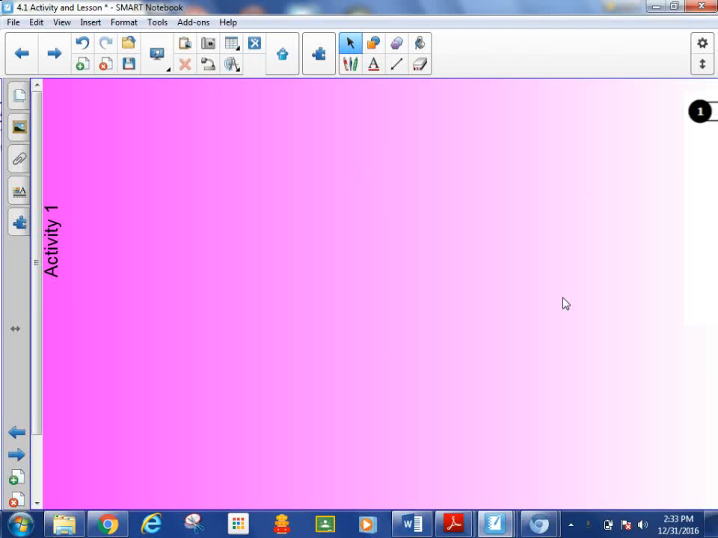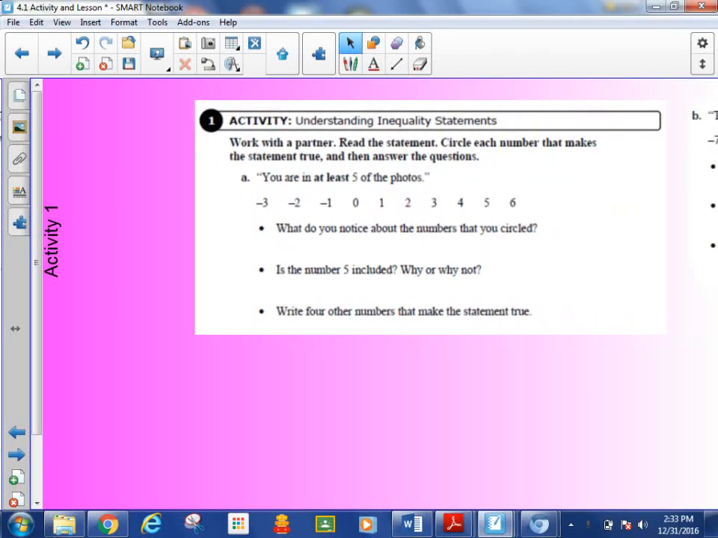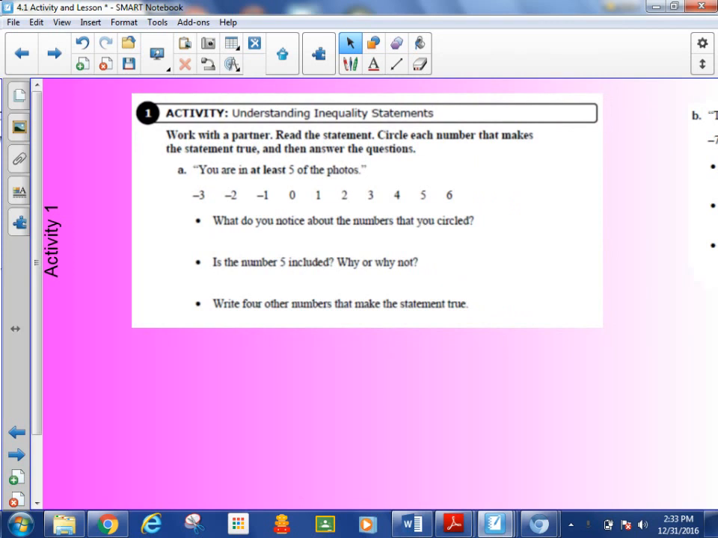Today, what we're going to be doing is working with some inequalities and basic inequalities. So the first activity is just understanding what an inequality is. Here it says work with a partner, so we'll be doing this together. Read the statement, circle each number that makes the statement true, and then answer the questions.